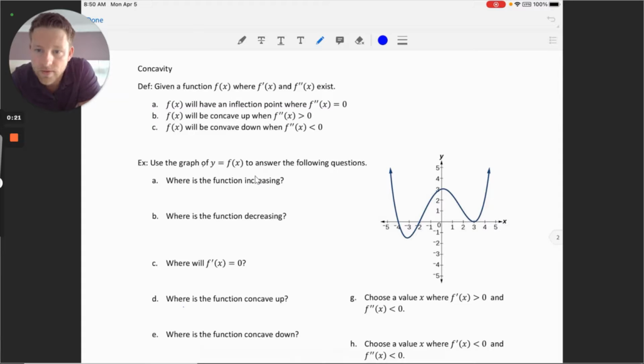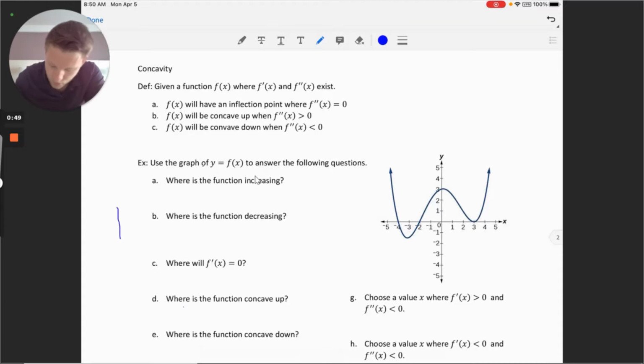So given a function f of x where f prime of x and f double prime of x exist, we can say that the function f of x will have an inflection point when f double prime is equal to 0. f of x will be concave up when f double prime is greater than 0. And f of x will be concave down when f double prime is less than 0.